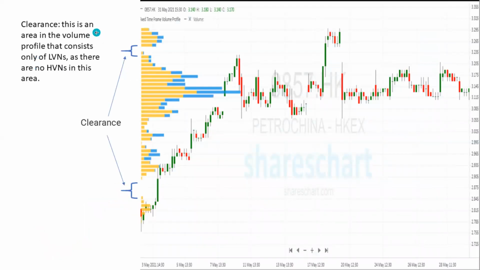Now, clearance. This is an area in the volume profile that consists only of low volume nodes, as there are no high volume nodes in this area. And that's kind of what I just went over, but the term for it is going to be clearance. And that's what you're going to see as it quickly moves and progresses through those areas of clearance. So remember, I said it's going to do one of two things. It's either going to act as a wall, or it's going to act as an area where price action moves quickly through it.